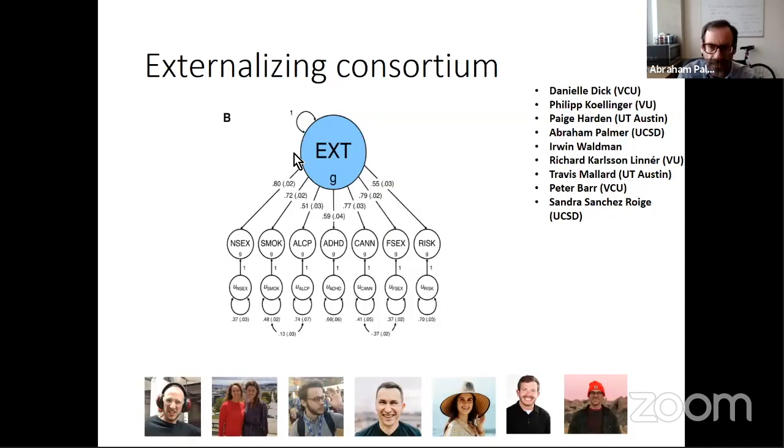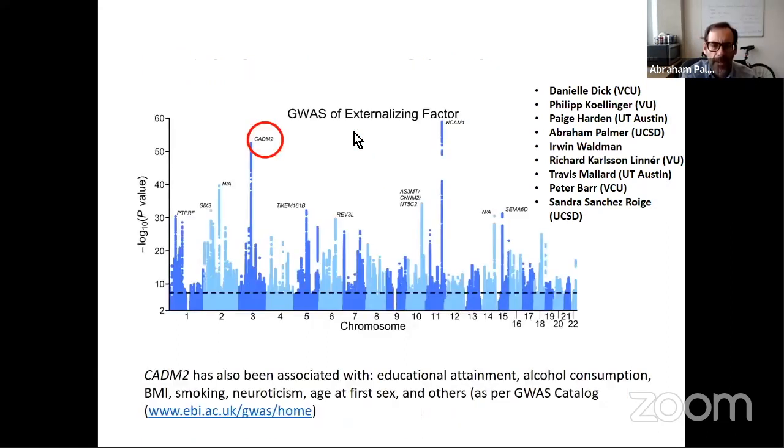Subsequently, we've been involved in a collaboration led by Danielle Dick with a number of other members, some of whom are listed and shown here, to look at externalizing and using genomic structural equation modeling to put together data from a number of different sources, including that risk GWAS that I just mentioned, and various other phenotypes, to try to get at this underlying or latent trait, externalizing, which is a well-developed trait in the psychological literature. And actually in earlier twin literatures associated with human genetics.